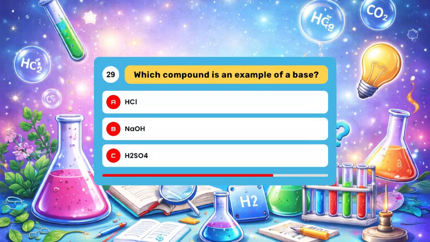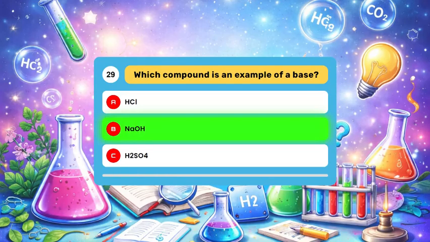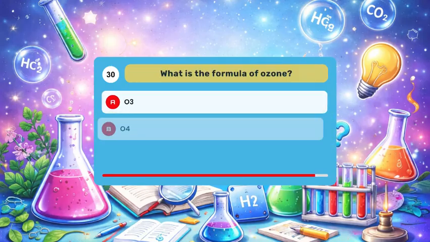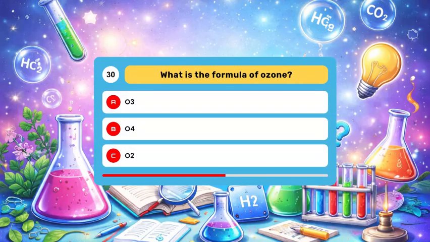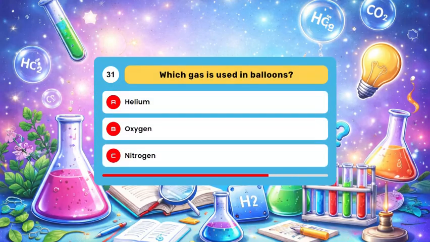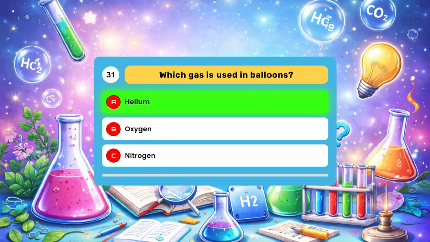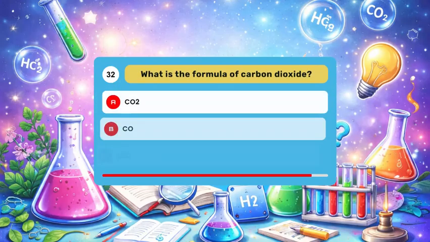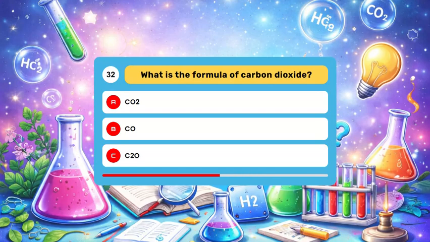Which compound is an example of a base? NaOH. What is the formula of ozone? O3. Which gas is used in balloons? Helium. What is the formula of carbon dioxide?